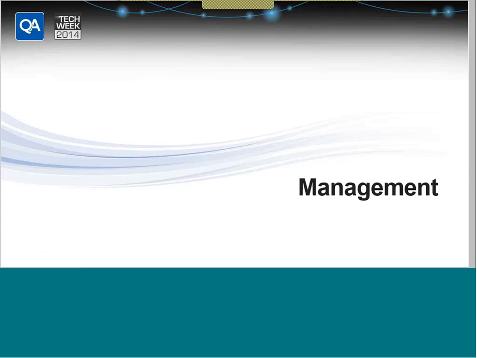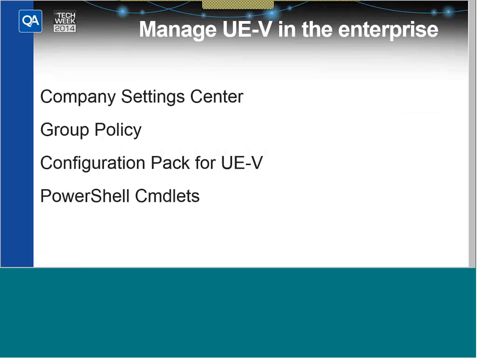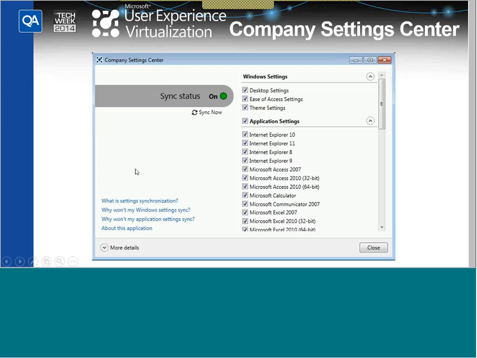Management, we have the company settings center. So if we so allow, we can let the user decide which settings they want to sync with us. Now, I can enable or disable each of these and the templates through group policies as well. If they're set through group policies, then they will be grayed out here. They'll show you what the settings are, but the user will not be able to make the changes. Or we can allow the user to change that.